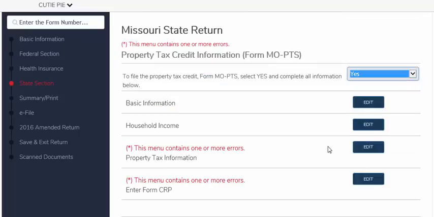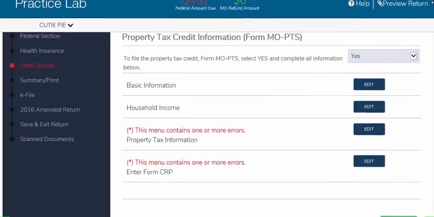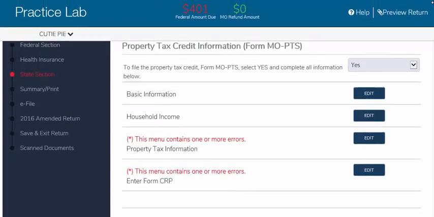Now when I hit continue, it did not generate the refund for me, and I came back in, and currently the software is telling me that what we entered contains one or more errors. I went in and checked it, and it does not contain errors, but you'll notice that I'm working in the practice lab. Let me adjust my screen recording here. So now you can see I'm working in the practice lab, and in the 2017 year for the 2016 tax year, Practice Lab was not up to snuff as of the time of the recording of this video.